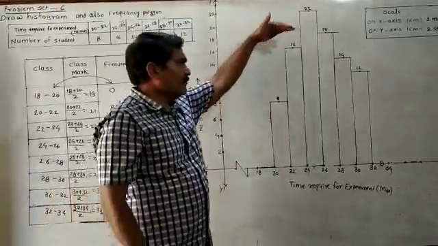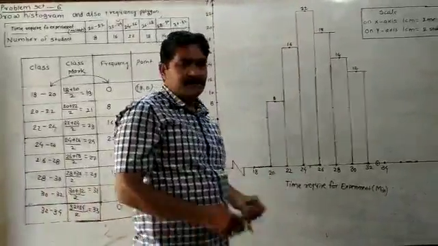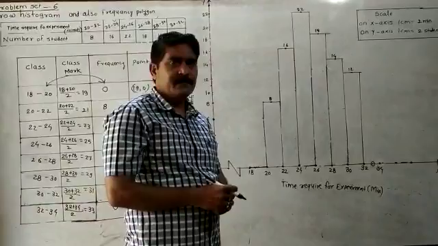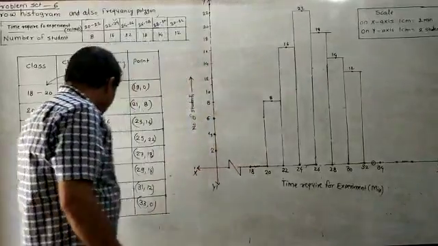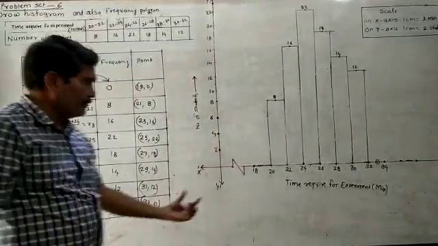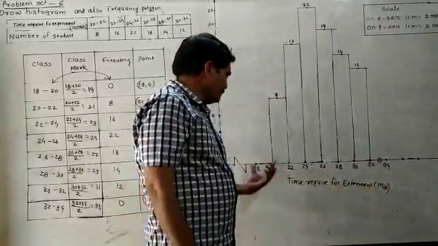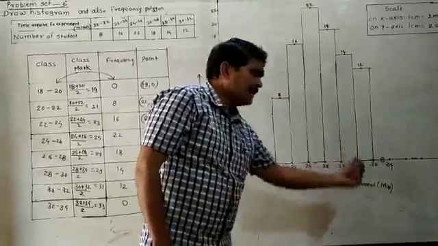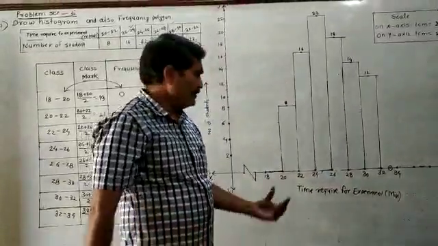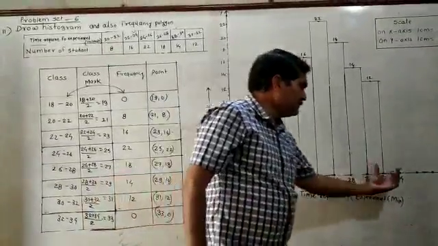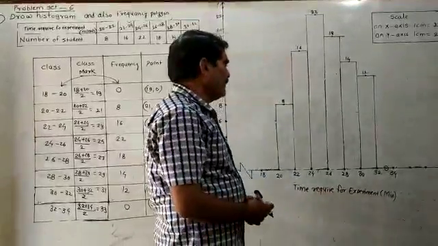According to that you have to draw the bar and you have to draw the histogram. And last class frequency is 0. So 32 to 34 frequency is 0. So no bar will come. Means first class and the last class frequency is 0. That's why the first and the last bar will not come. Then what you have to do?